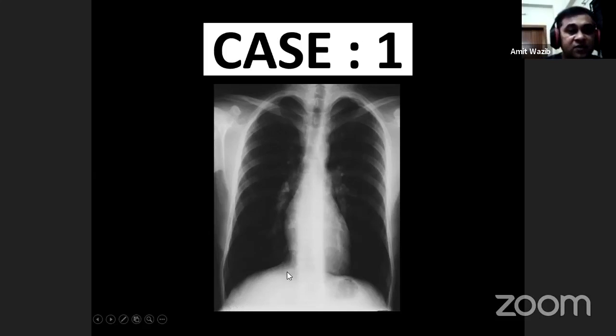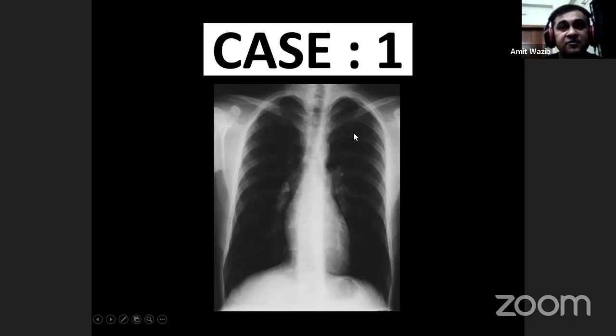And if you look at the lower part, that is the diaphragm, on both sides the diaphragm is lower down, and the rounded, semicircular contour of the diaphragm is somehow flattened. So this is called a low flat diaphragm. Finally, if you look, the heart is narrower than normal. So this is called a tubular heart.